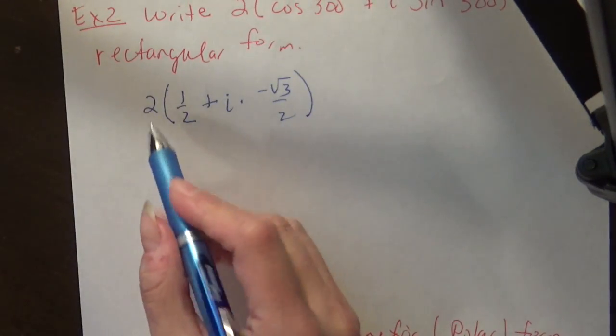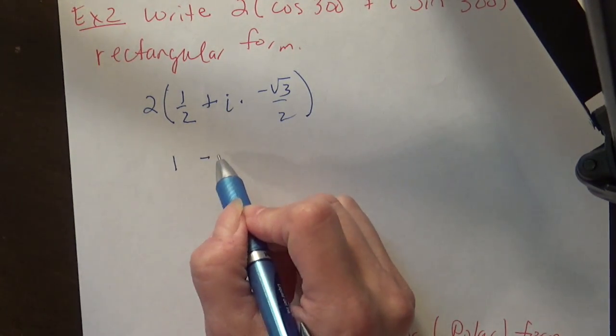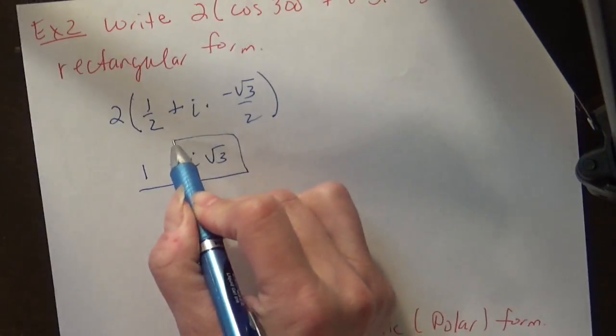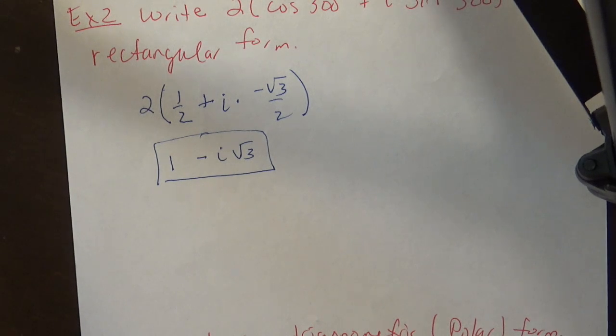And then I'm going to distribute. 2 times 1/2 is 1. And then that's going to be giving minus I square root 3. And that's it. That's my answer. 1 minus I square root 3.